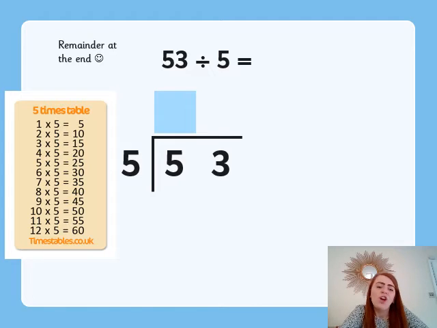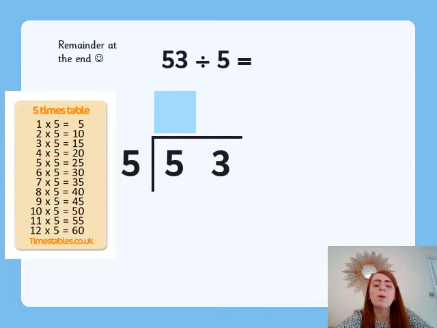Okay, so we're now going to be looking at the bus stop method and how we can use the bus stop method to help us with these division problems. So we don't always need to do arrays or groups or number lines. We can use the bus stop method instead. So our question here is 53 divided by 5. This is actually quite an easy one to start off with.